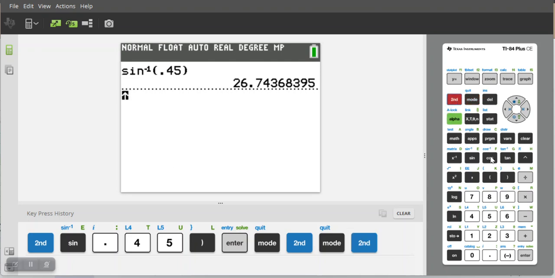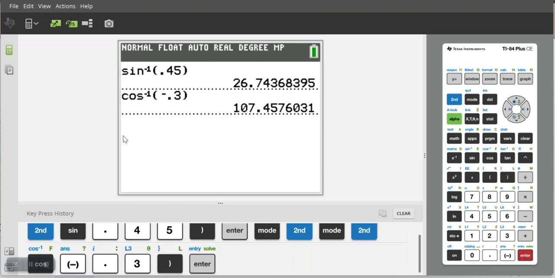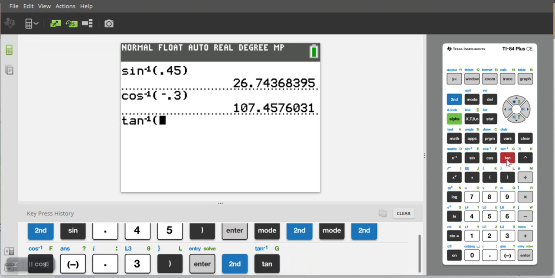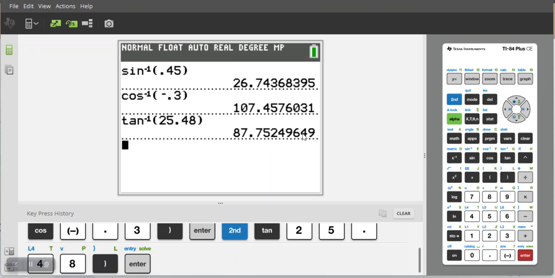And then the same thing would work for cosine. So let's say I want to know, all right, what angle has a cosine of -0.3? And I can do that. That is also between -1 and 1, so I know that would be okay. And then tangent, the tangent of an angle could be anything, so the inverse tangent could take any input. So if I want to know the inverse tangent of 25.48, I could do that, and it will give me an angle there.